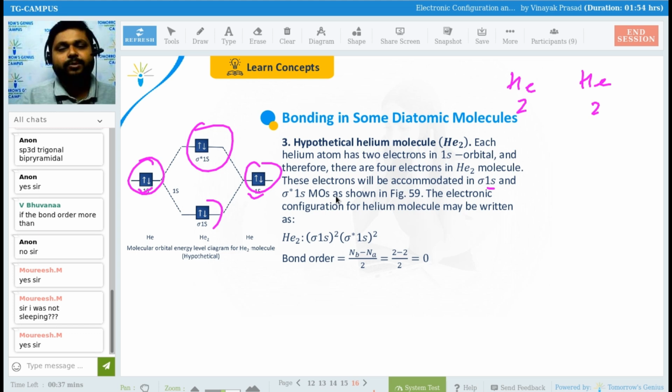So for that bonding we will be writing what? Sigma 1s2, and for anti-bonding we will be writing sigma star 1s2. Getting my point, everyone? Easy for everyone or not? For anti-bonding sigma star 1s2. Is it easy now? Okay, fine.